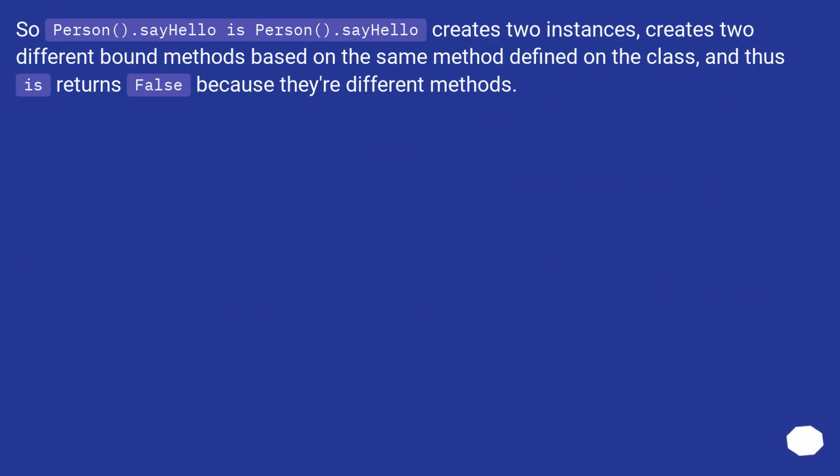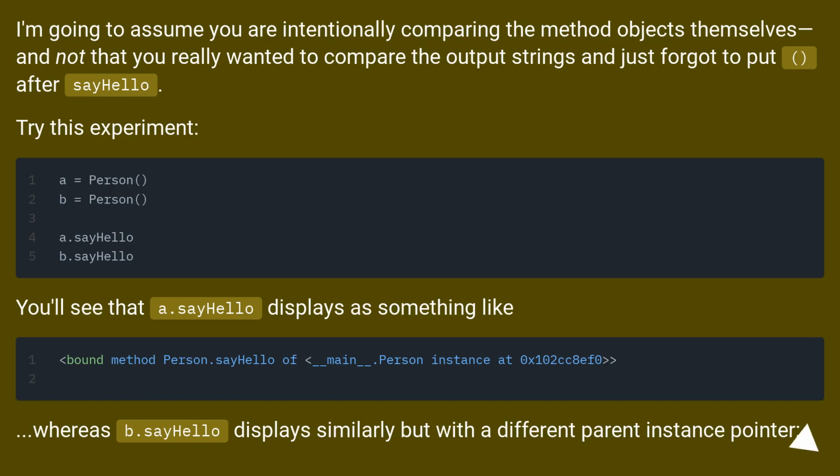So person.sayHello is person.sayHello creates two instances, creates two different bound methods based on the same method defined on the class, and thus is returns false because they're different methods. I'm going to assume you are intentionally comparing the method objects themselves, and not that you really wanted to compare the output strings and just forgot to put parentheses after sayHello.